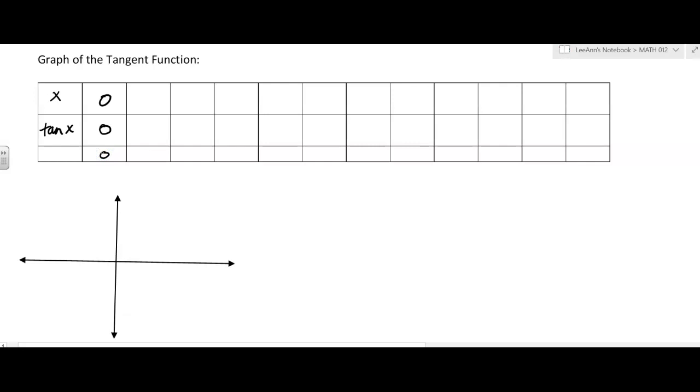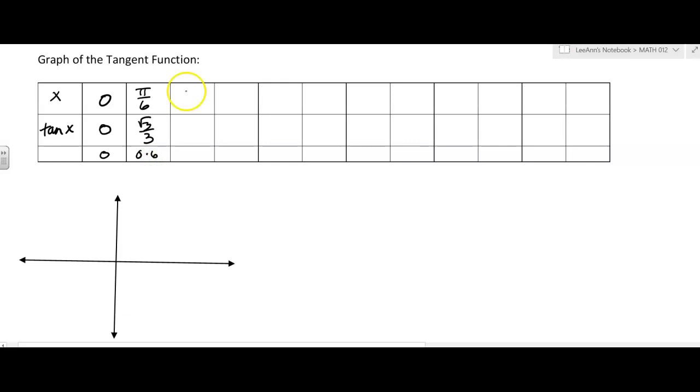Okay, so we're going to go ahead and start on the first quadrant. So we'll say pi over 6. And the tangent of pi over 6 is the square root of 3 over 3. And then I'll have to get a calculator to figure out the decimal approximation for that. So the square root of 3 divided by 3, and I'm getting it's 0.6.